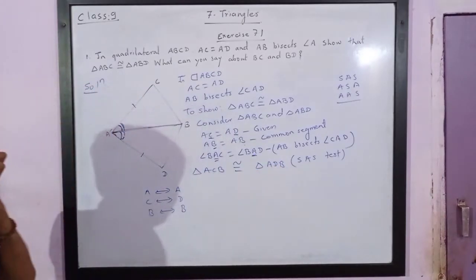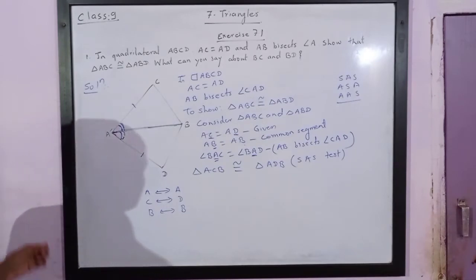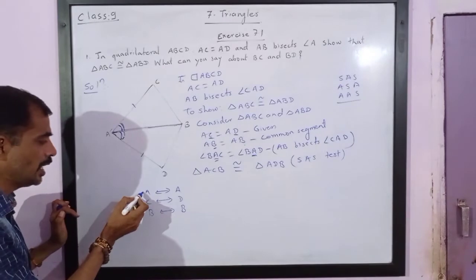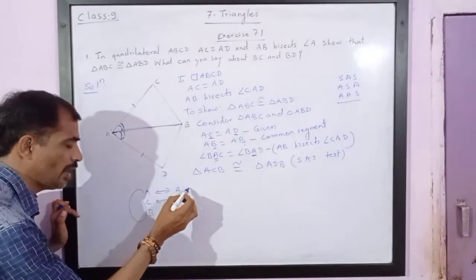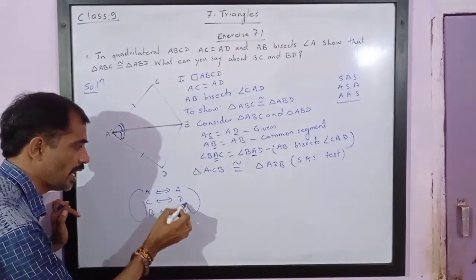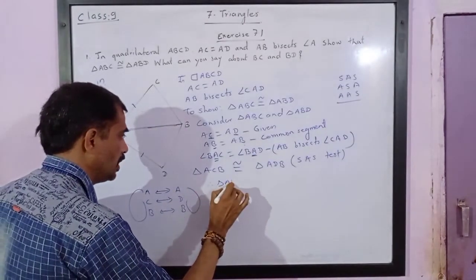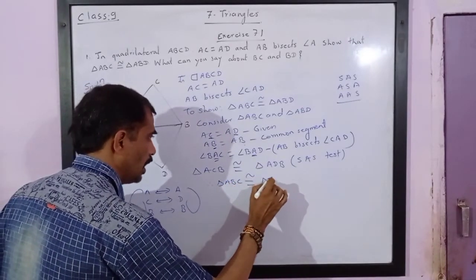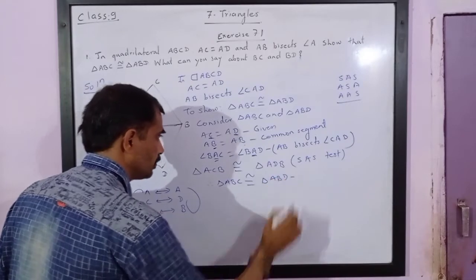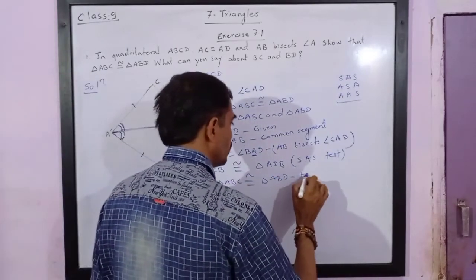Please note, we were asked the other way, ABC congruent to ABD. So if you change the sequence of ABC, that is the first, third and second, here also you have to take the same sequence, first, third and second. So we will get triangle ABC congruent to triangle ABD. Hence, that was what was asked. Hence, proved.